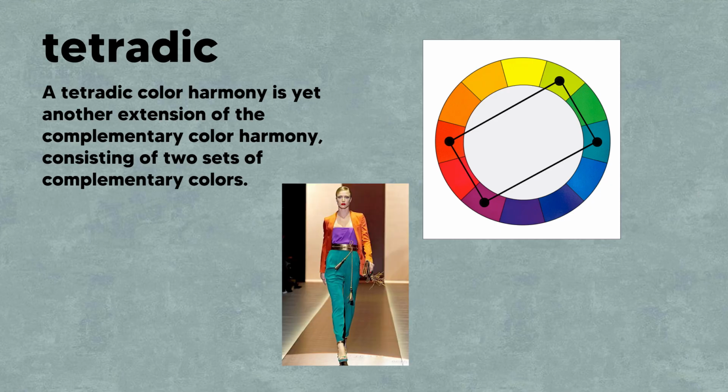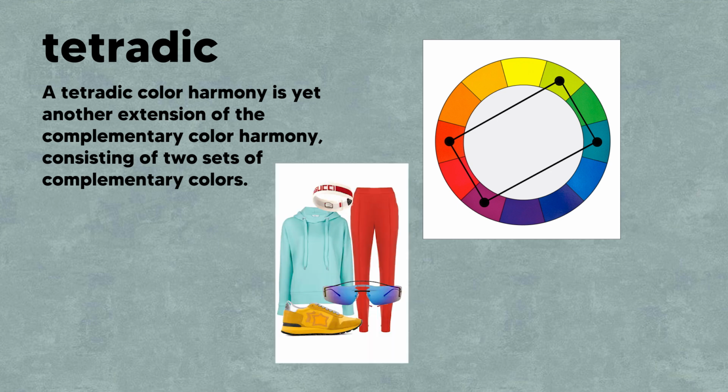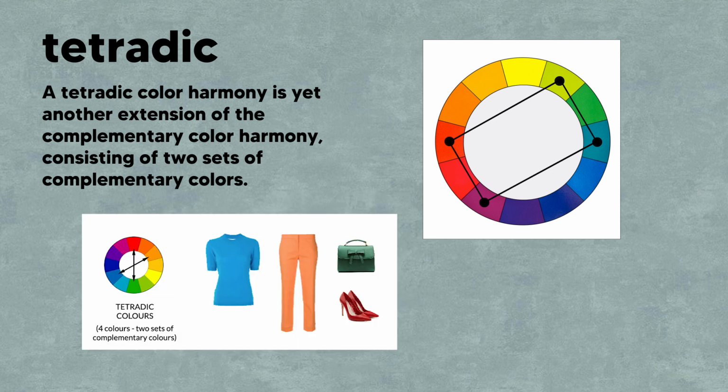Tetradic. A tetradic color harmony is yet another extension of the complementary color harmony, consisting of 2 sets of complementary colors. The 4 selected colors should form a rectangle within the color wheel. This is the queen bee of maximalist, ultra-colorful outfits. Because it includes so many colors, I do caution you to tread carefully.